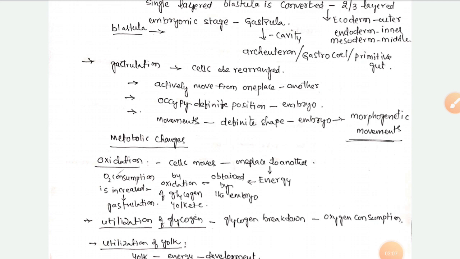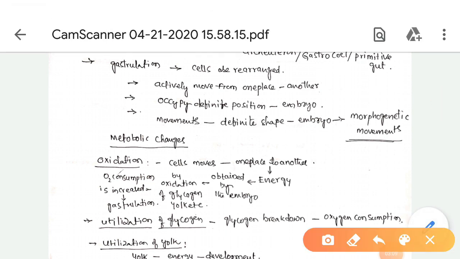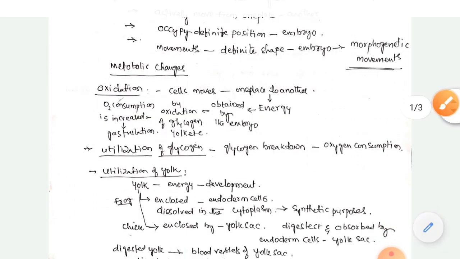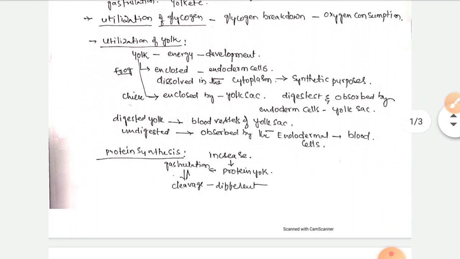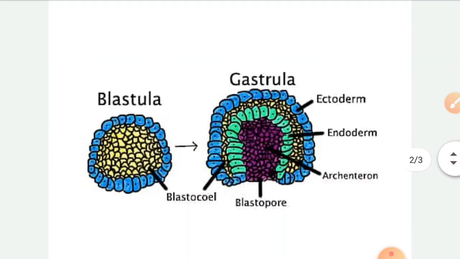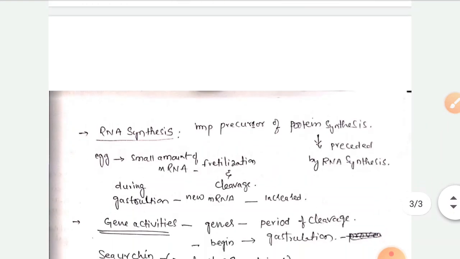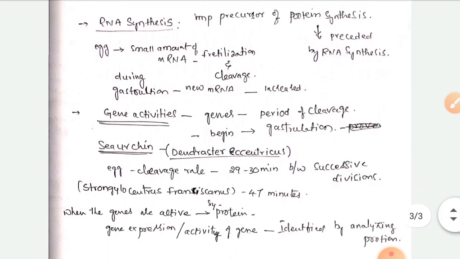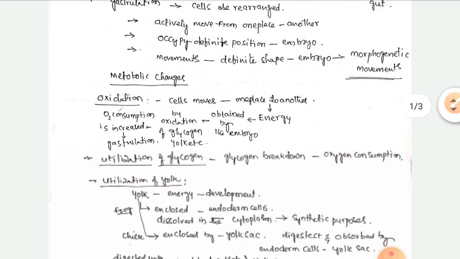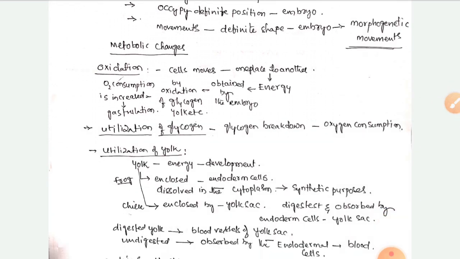During gastrulation, some metabolic and molecular changes occur. These metabolic and molecular changes are: oxidation and utilization of glycogen, utilization of yolk, protein synthesis, RNA synthesis, and gene activities. These are the metabolic and molecular changes during the gastrulation process.